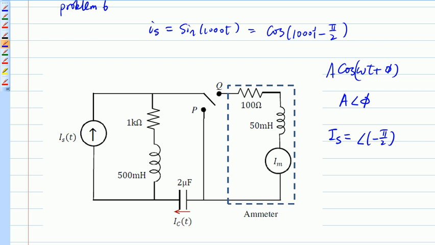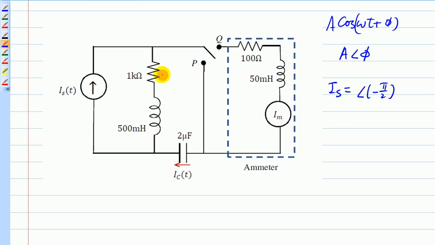Then what you need to do is write down the phasor for each one of the components here. So let's solve maybe the first one, when the switch is at the point P. So when the switch is over here, this is ZR, this is ZL, this is ZC. ZR is basically 1 angle 0, and ZL is 500 millihenry. Basically, ZL is j omega L.